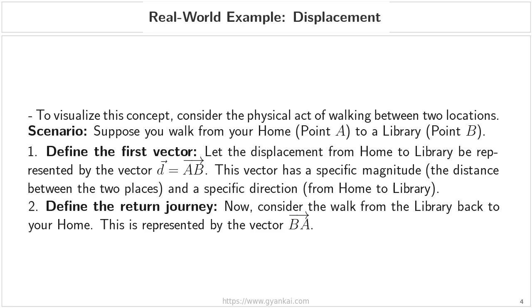Next, let's consider the return journey. Suppose you have finished your work at the library and you are now walking from the library back to your home. We represent this return path as the vector BA.